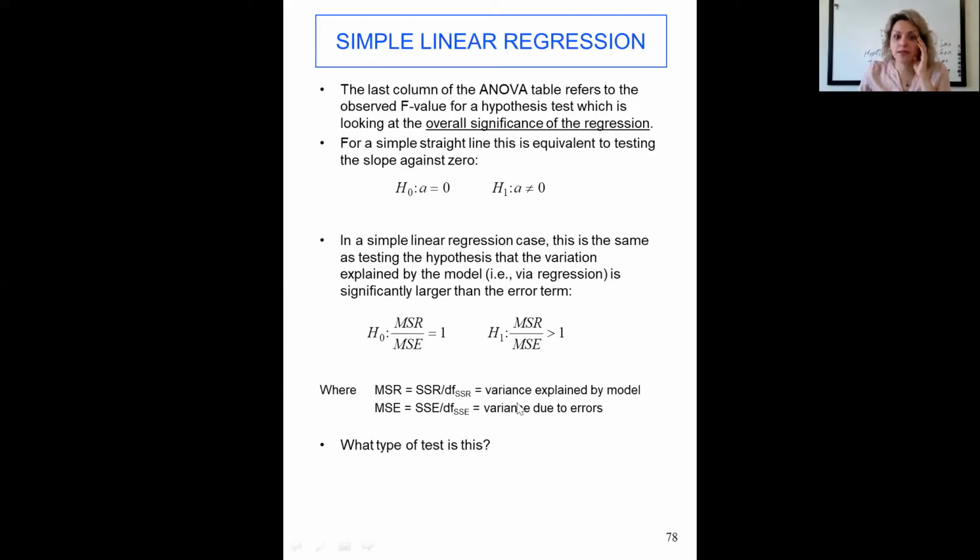Here it is written that MSR is the variance explained by the model, and MSE is the variance due to errors, right? And we said in the previous video, when we were talking about the analysis of variance, that MSE is the same as the sigma squared estimate. So what type of test is this? We already talked about that. It's the F test, MSR over MSE. So we can compare what we get from the F observed with the F critical, and then we would reject the null hypothesis, or fail to reject the null hypothesis.